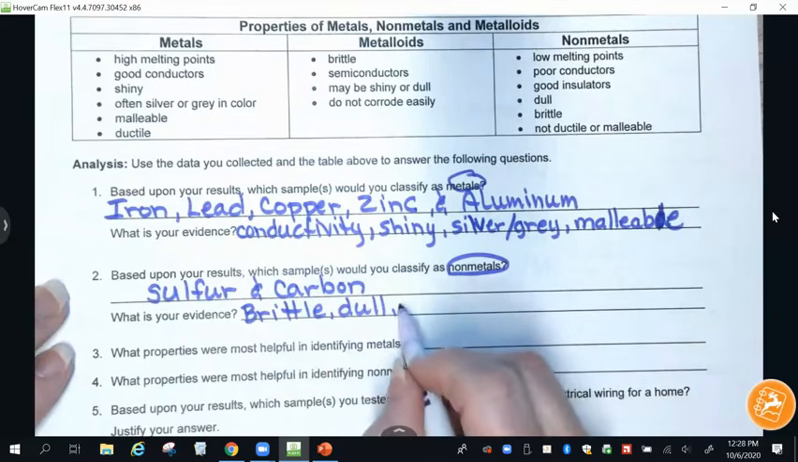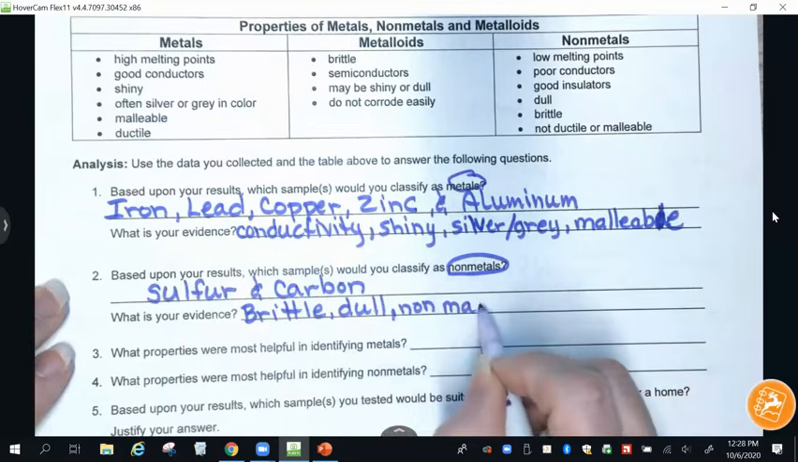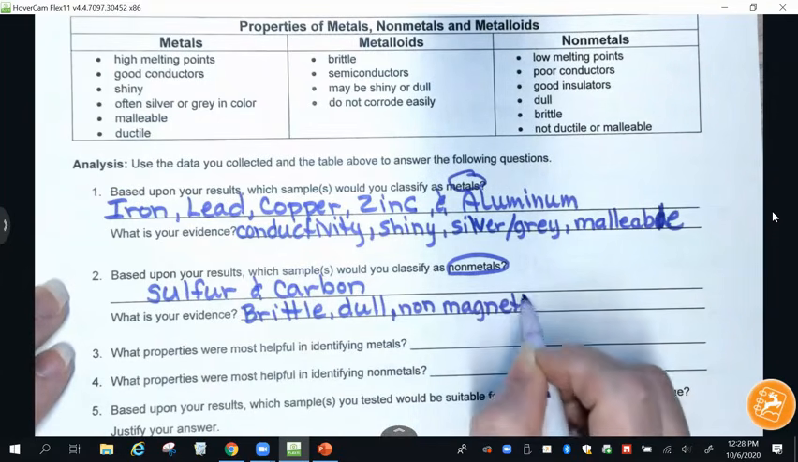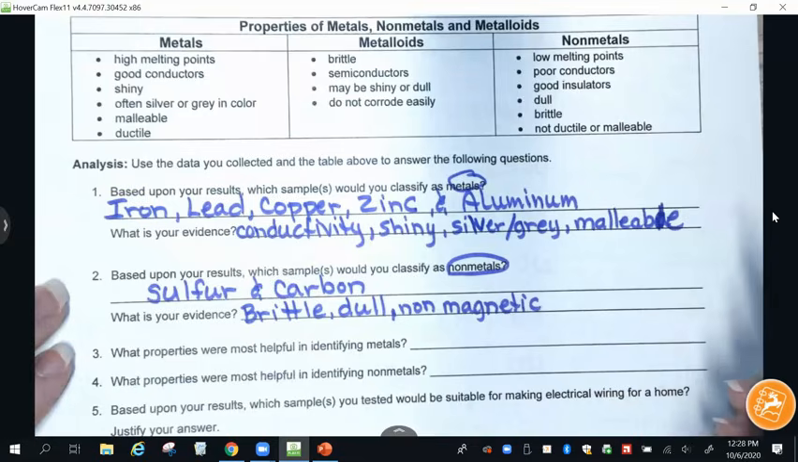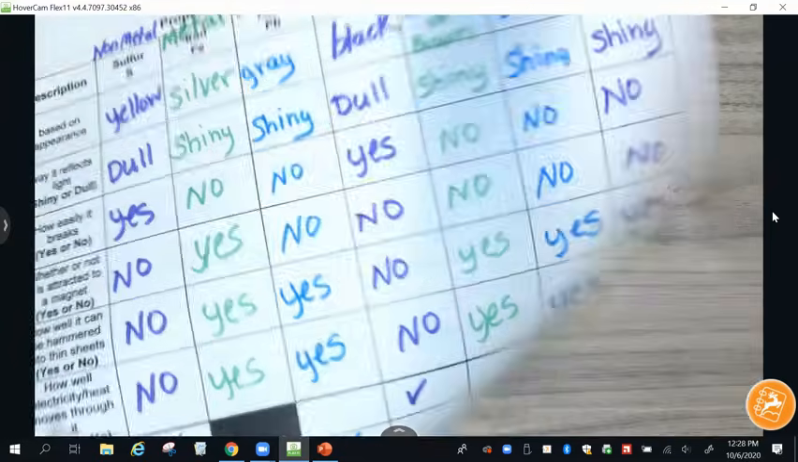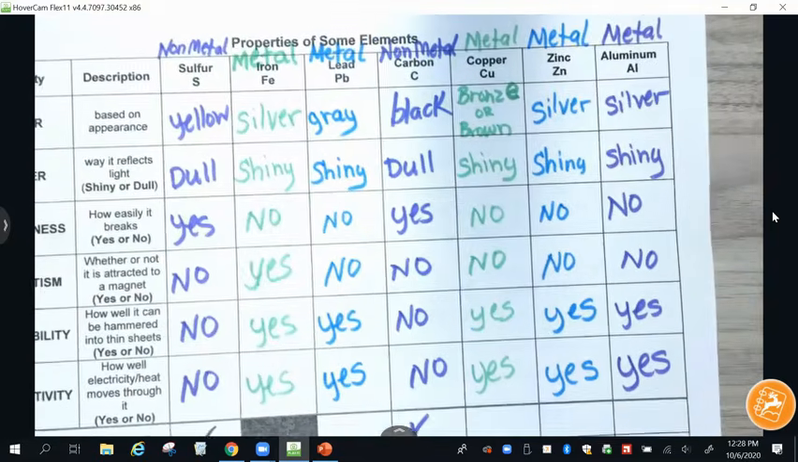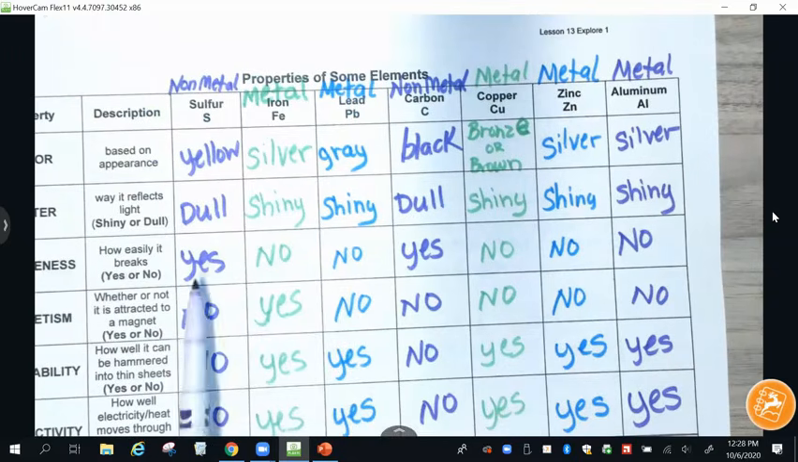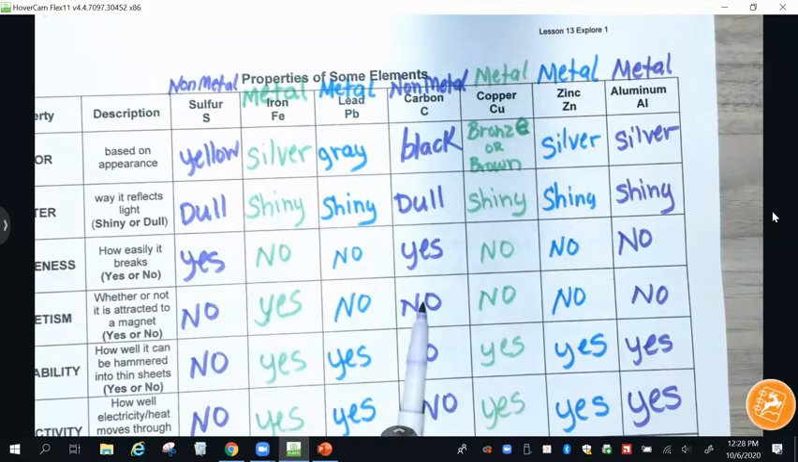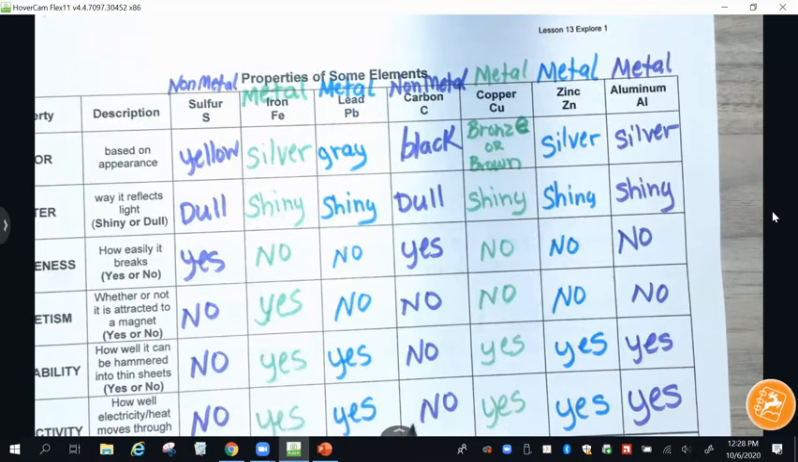Non-magnetic. We're gonna say non-magnetic. But some of the metals are non-magnetic also. Right. Some of them. Non-conductive. Oh, yeah, well, let's look. Hang on. If I look back right here, these two right here are my non-metals, and they were not conductive. All my metals were conductive.